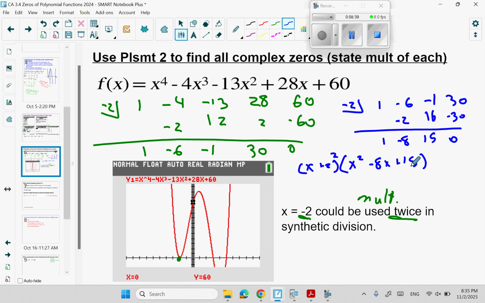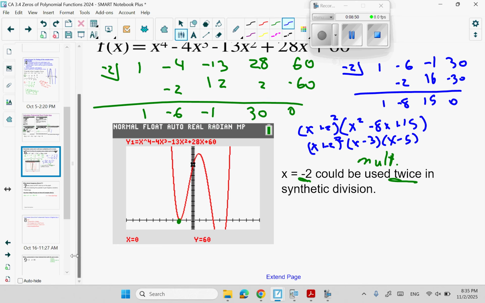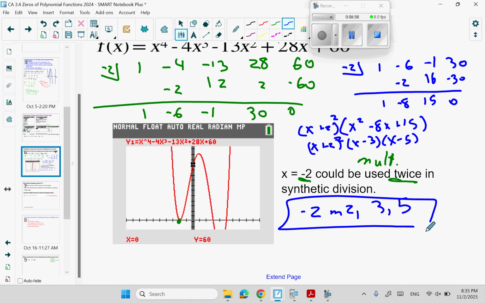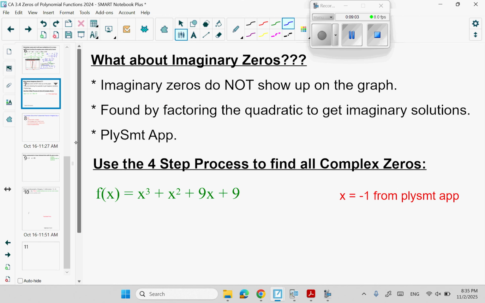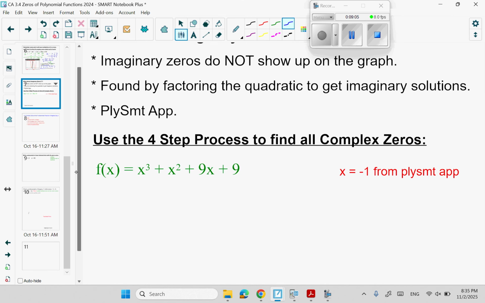I can factor: what multiplies to 15 and adds to -8? That'd be -3 and -5. So we would get 2, -2 with a multiplicity of 2, +3, and +5, just by setting all those parentheticals equal to 0. Okay. What about imaginary zeros?